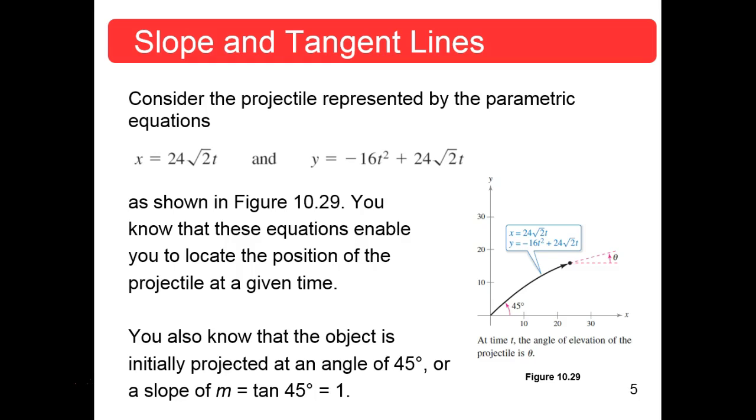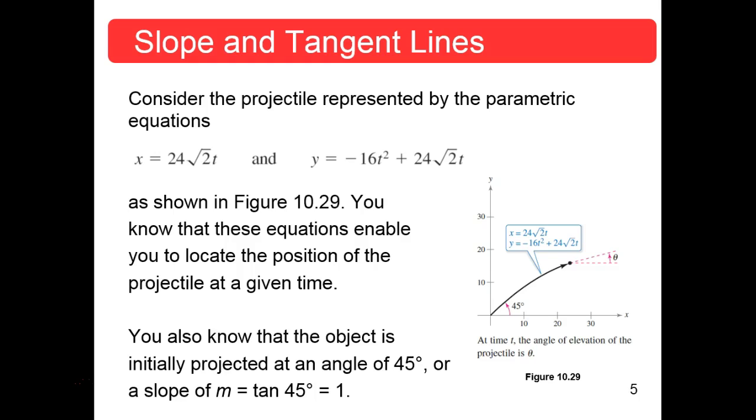Obviously not as great as 45 because the acceleration due to gravity is pulling it downwards, so therefore it's decreasing until it reaches that point where it's a horizontal slope, and then it starts being a negative angle past that. So anyway, at any time t, the angle of elevation for the projectile is theta. So nothing we've dealt with here indicates that's anything super important here. You also know that the object is initially projected at an angle of 45 degrees. The reason you knew that was your x and y components of velocity were identical, so it had to be 45 degrees.